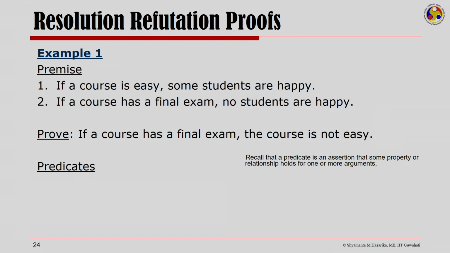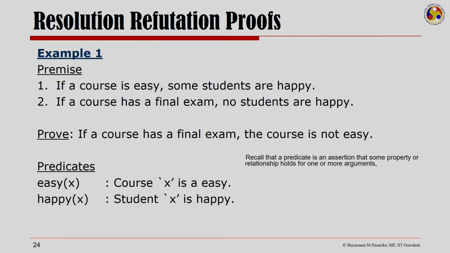Let us take the following predicates. Now, recall that a predicate is an assertion that some property or relationship for one or more arguments holds. So, we take a predicate called easy(x) to say course x is easy. We have another predicate happy(x) to mean student x is happy. We introduce a third predicate final(x) to mean course x has a final exam.